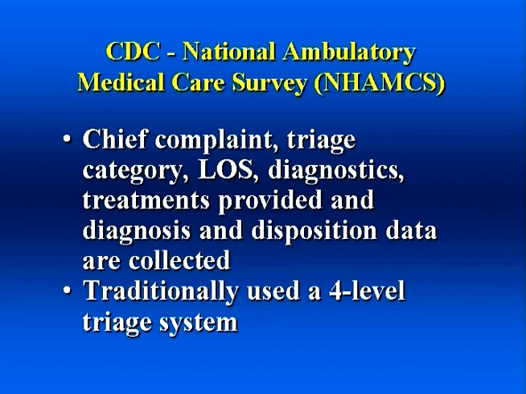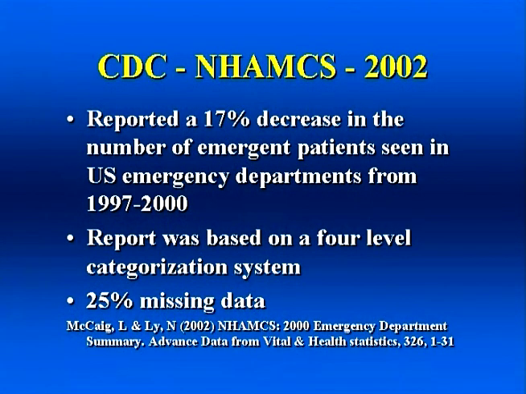Historically, the CDC has used a 4-level triage system to categorize emergency department visit acuity. This data is reported yearly to describe the state of emergency departments. In a report published by the CDC in 2002, the CDC reported an alarming 17% decrease in the number of patients with emergent complaints seen from 1997 to 2000. This surprised many emergency clinician leaders. None of us, you included, probably felt that decrease in acuity. The report was limited by the quality of data that was abstracted.